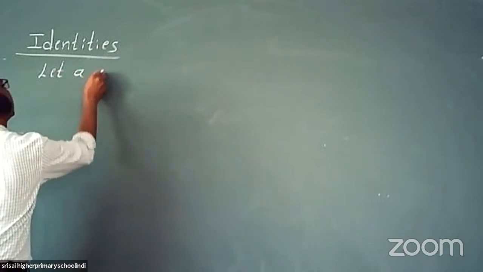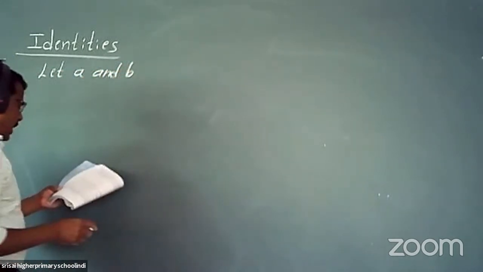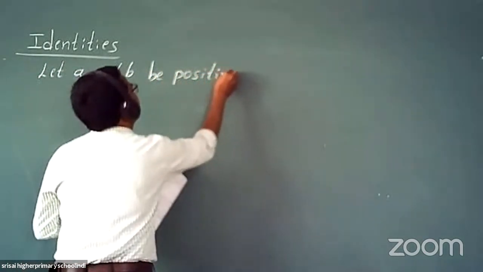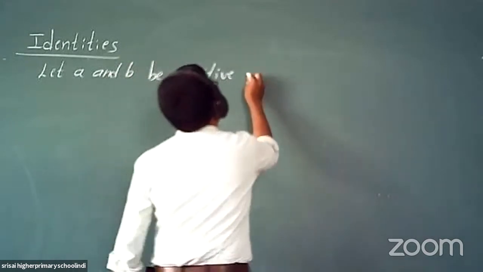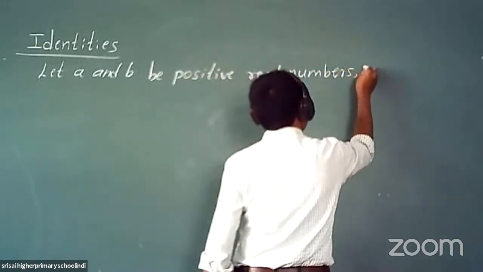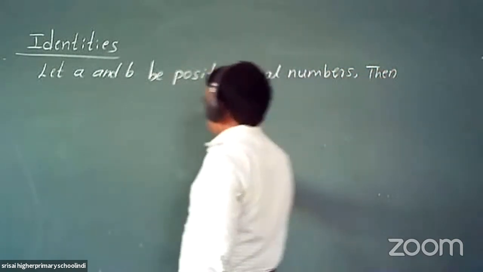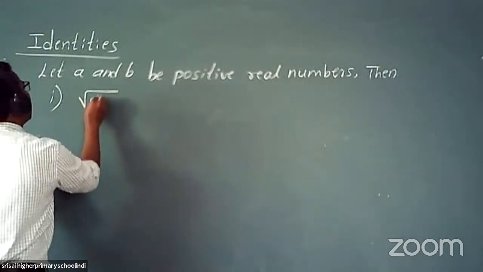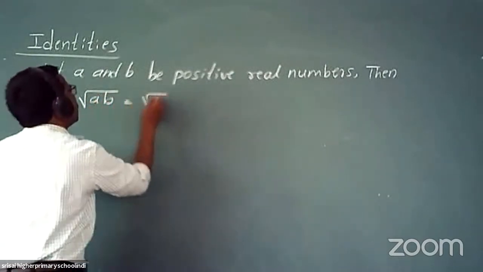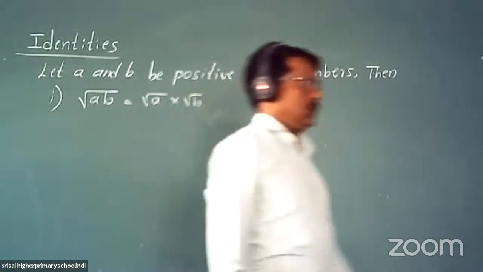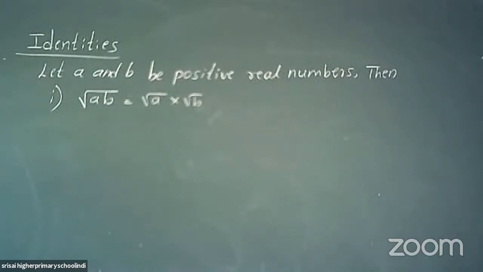Let a and b be positive real numbers. Then our first identity is square root of ab. If square root of ab is there, you can write square root of a into square root of b. You can write this way. Square root of ab can be written as square root of a into square root of b.